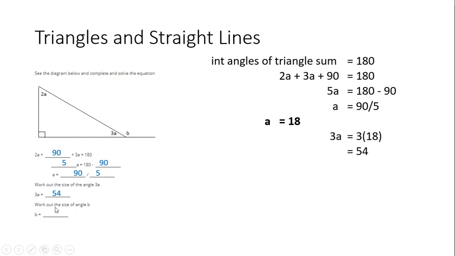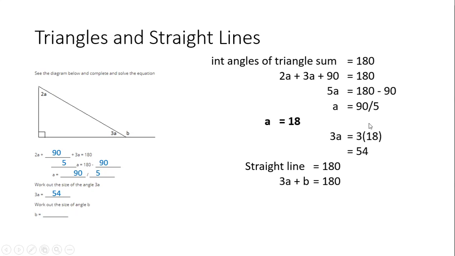Now finally, work out the size of angle B. Once again, this is triangles and straight lines. I've already used the triangles to help me figure out what A is. Now to find B, I can see it lies on a straight line with the angle 3A. Angles on a straight line add up to 180. That's my rule. So let me write an equation. The angles that are on this straight line are 3A and B. So 3A plus B equals 180.